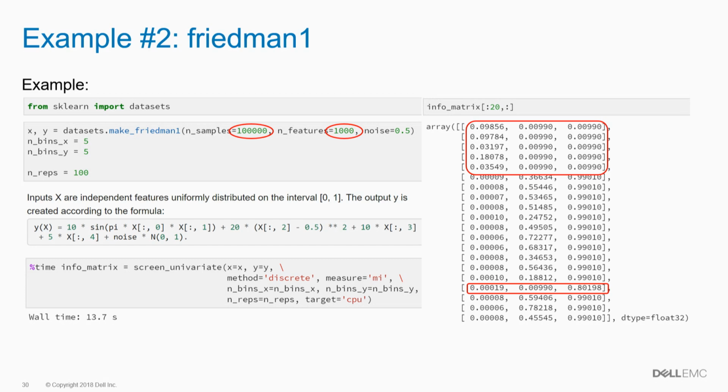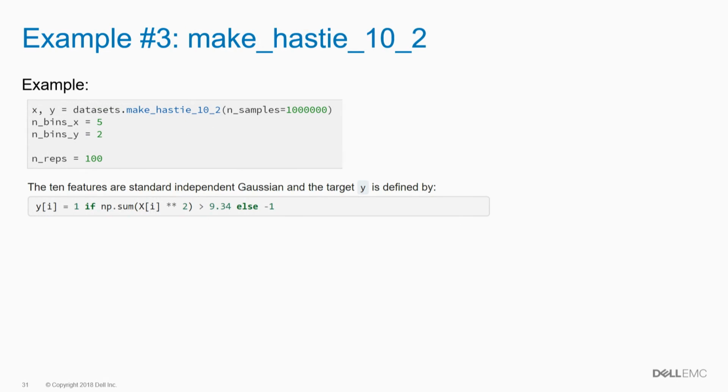Okay, again, synthetic. Make hastie is one that deals more with classification, so you can see the bins on here. I'm going 5 and 2. For this one there are only 10 variables, so that's why I ratcheted up the number of observations to a million, still keeping with 100 reps.